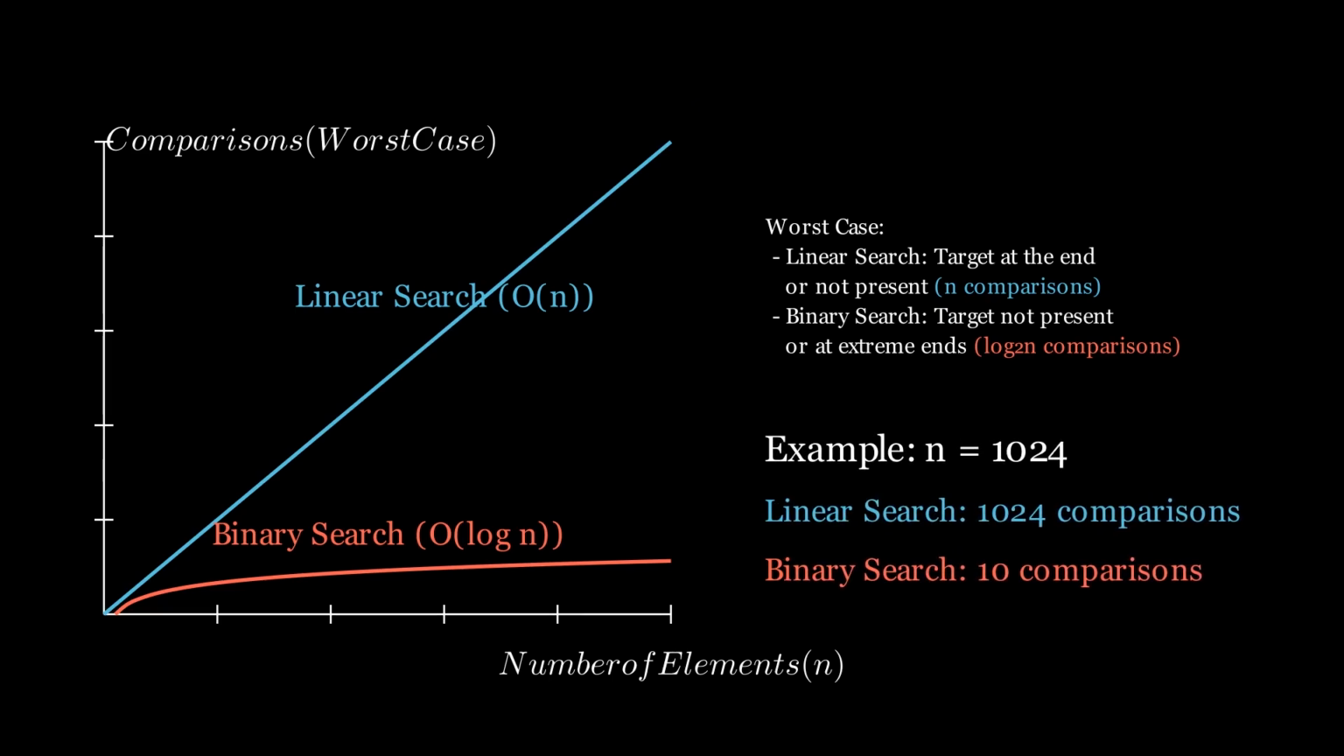For an array of size a million, linear search could take a million comparisons in the worst case, while binary search could only take 19 comparisons. And that's it for searching algorithms.